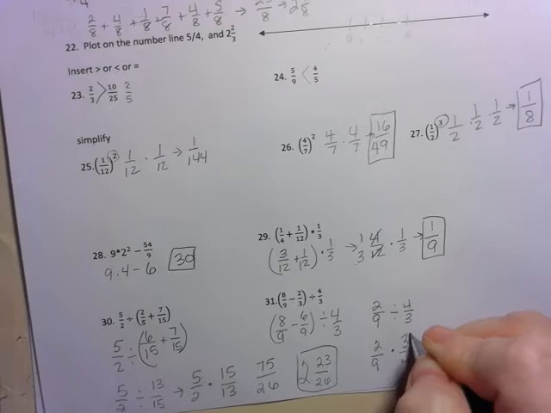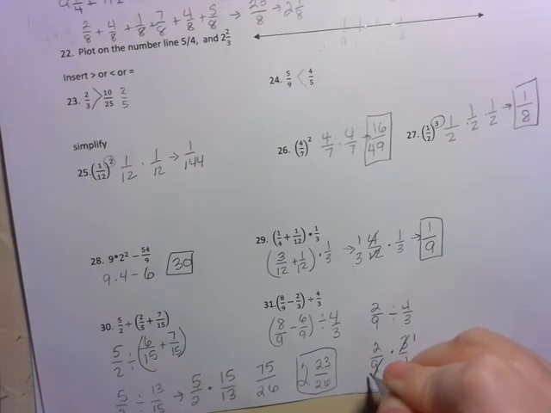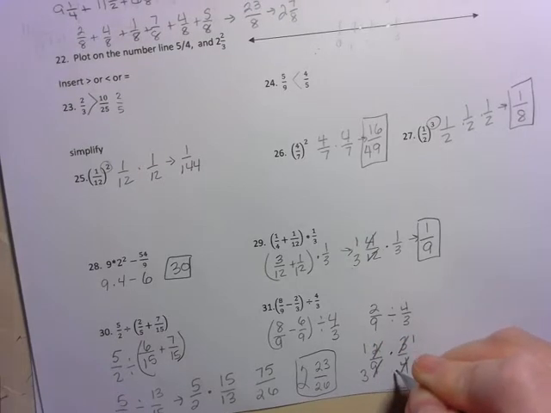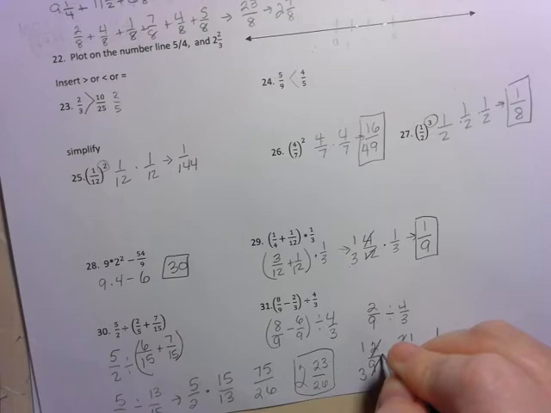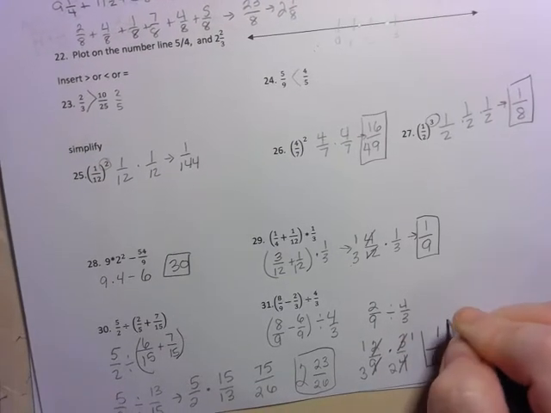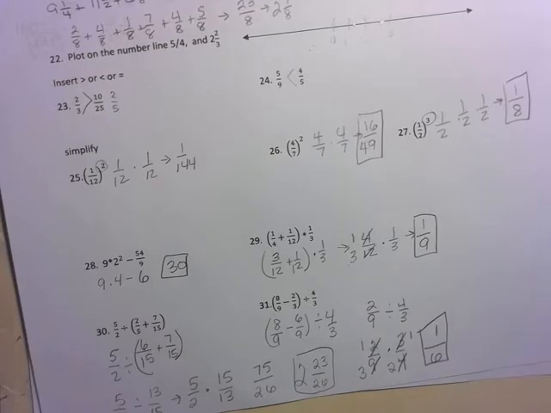Now I can cancel. 3 goes into 3 once. 3 goes into 9 3 times. 2 goes into 2 once. 2 goes into 4 twice. 1 times 1 is 1. 3 times 2 is 6. My answer is 1/6.